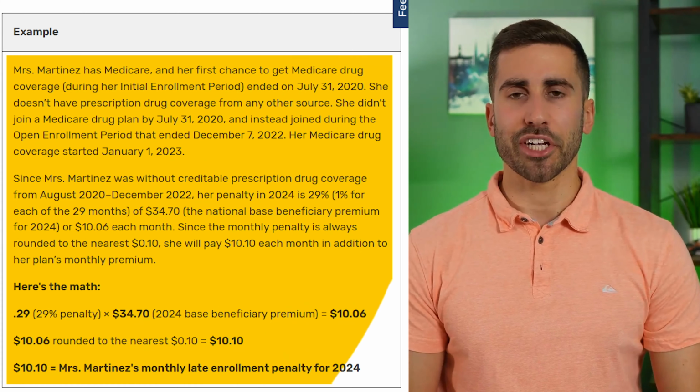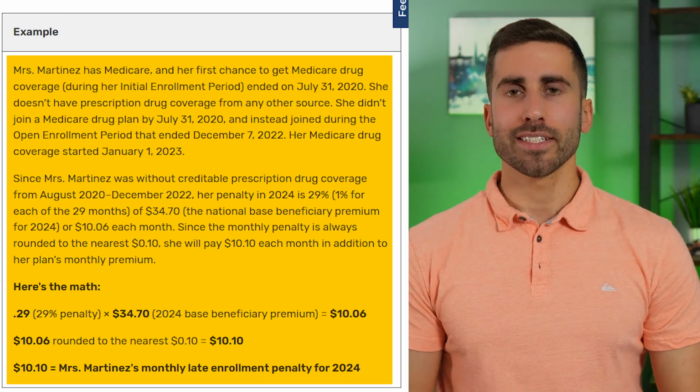Now, the key to remember is that the Part D penalty is not based on your specific Part D plan premium, but instead it is based on the national base beneficiary premium, and this applies to anybody, no matter how much your Part D plan costs. And this national base beneficiary premium is announced by Medicare every year. Medicare.gov does a really good job of showing a sample calculation of the Part D penalty, so we will have that example here on the screen in case you want to pause it to give it a little bit more time to understand it.